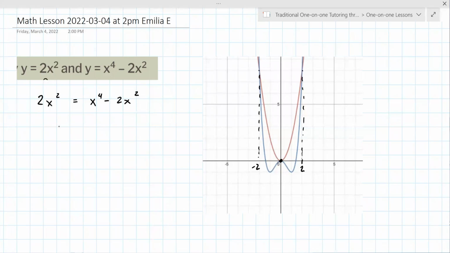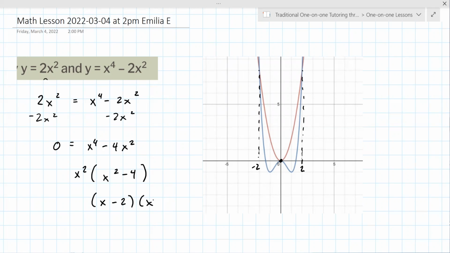You would get everything on one side, so I'm going to subtract 2x squared from both sides. And you have 0 equals x to the fourth minus 4x squared. Factor out an x squared from both terms. So that's x squared times x squared minus 4. This on the right here is a difference of squares.